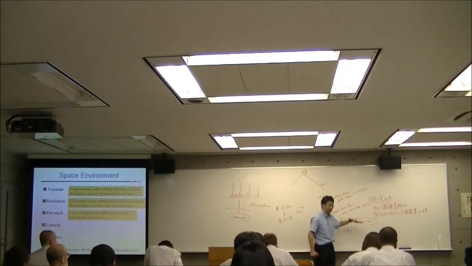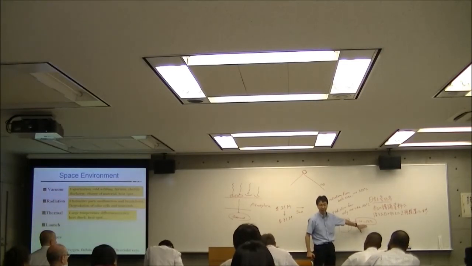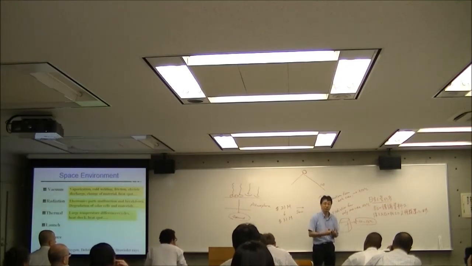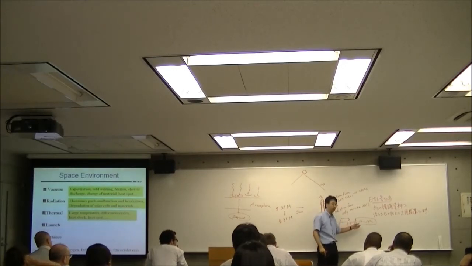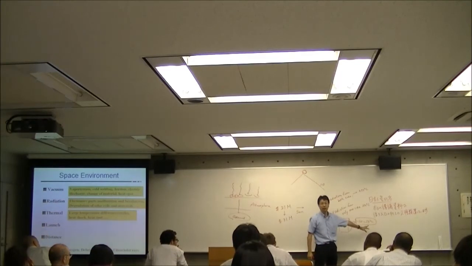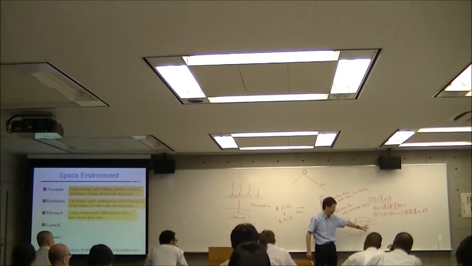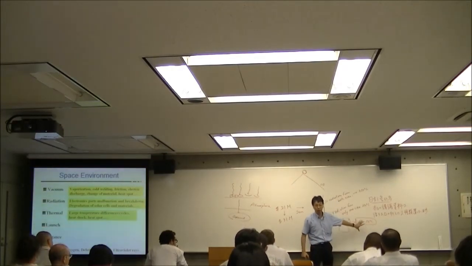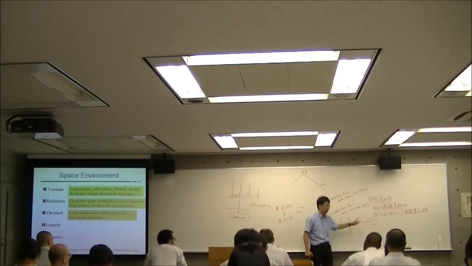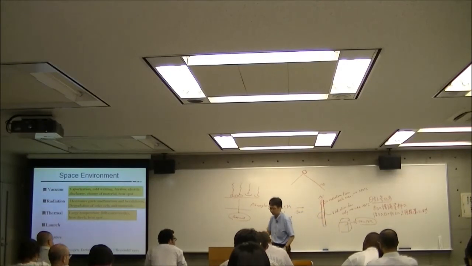But this is very similar to the car. The car should run even at very, very low temperatures, such as in Hokkaido, Japan, sometimes below minus 20 degrees. And also the engine room of the car will go very high, maybe more than 550 degrees and so on. So this is very similar to the car condition. But in a satellite, all the parts and components should survive this large temperature difference.